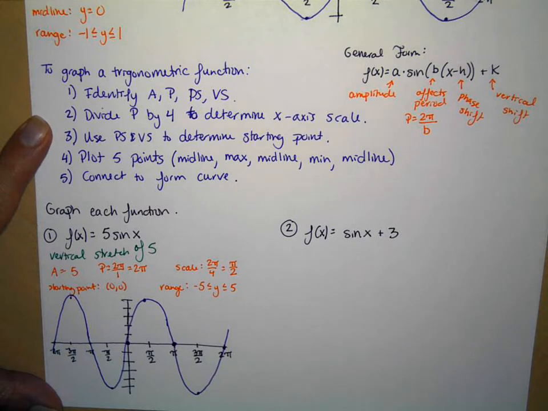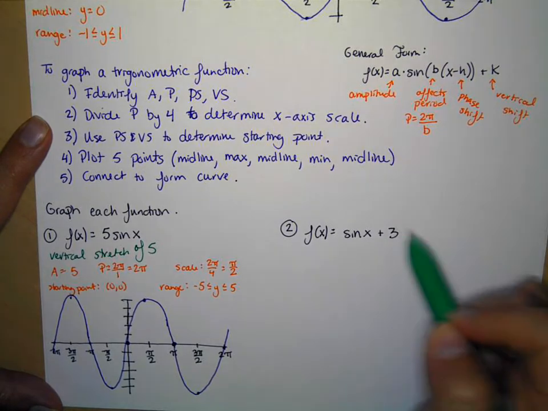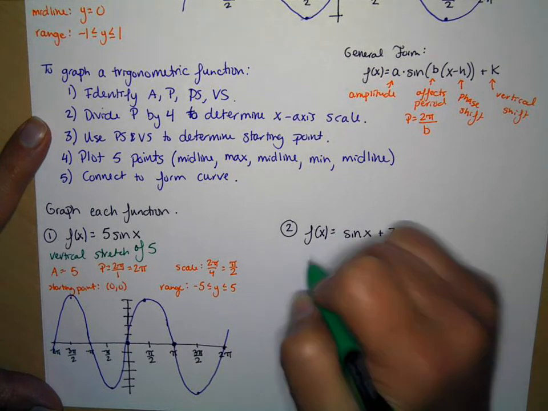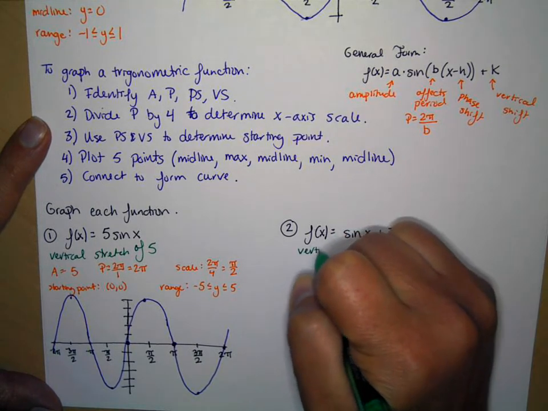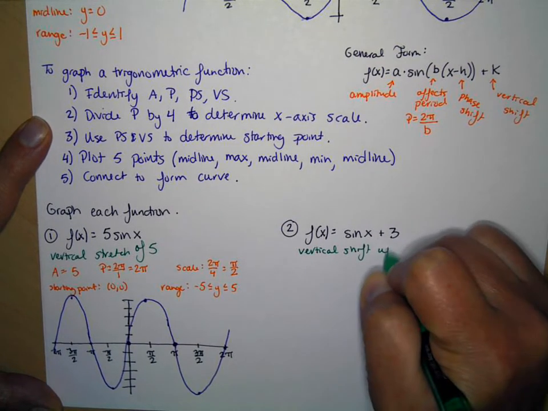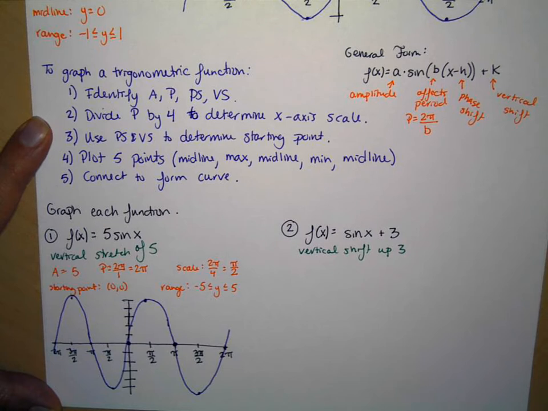Next up, we're going to graph f of x equals the sine of x plus 3. Notice that because this plus 3 is not inside parentheses with the x, this is a vertical shift. Up 3 spaces.